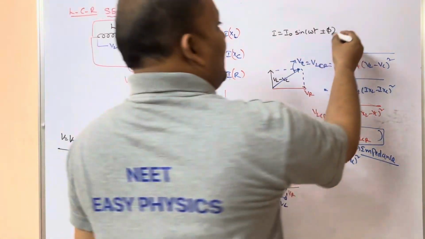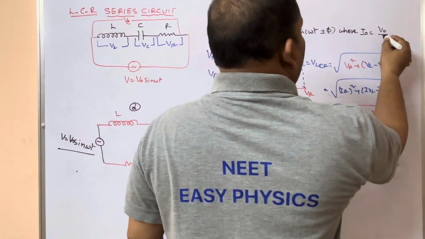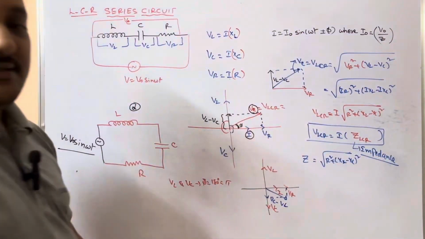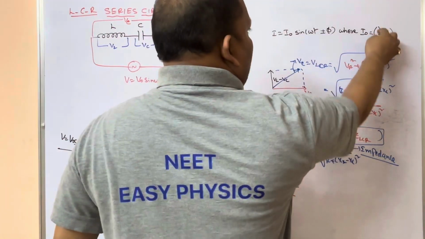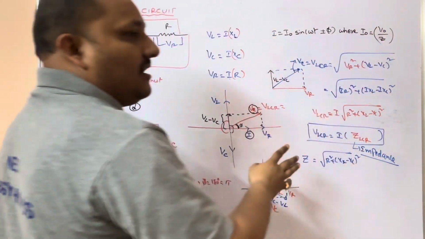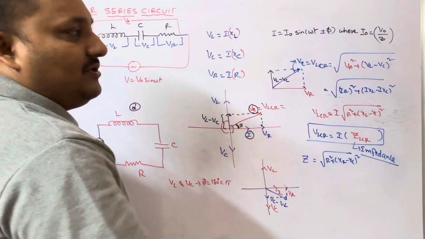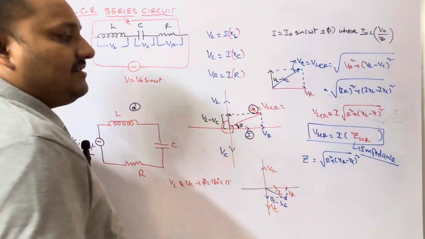Now what is I naught here? I naught is V naught divided by which term? Resistance, that is nothing but the impedance. So I naught is going to be V naught by Z. In a pure resistor circuit, V naught by R. In a pure capacitor circuit, V naught by XC. In a pure inductor circuit, V naught by XL. Isn't it?